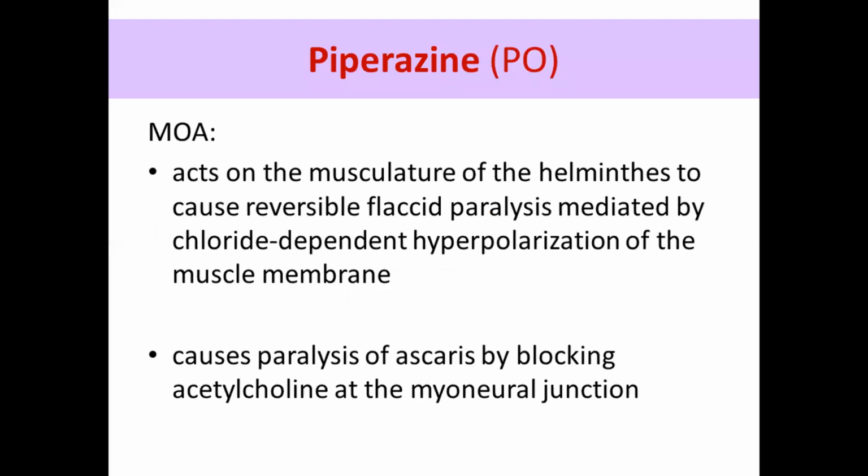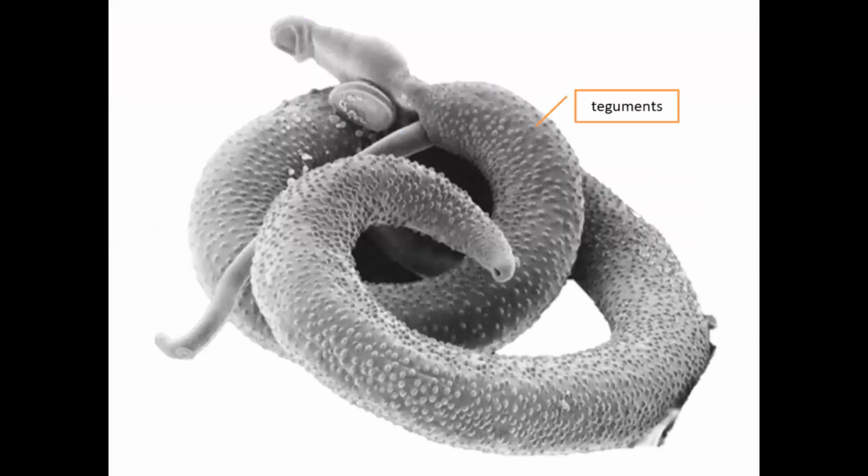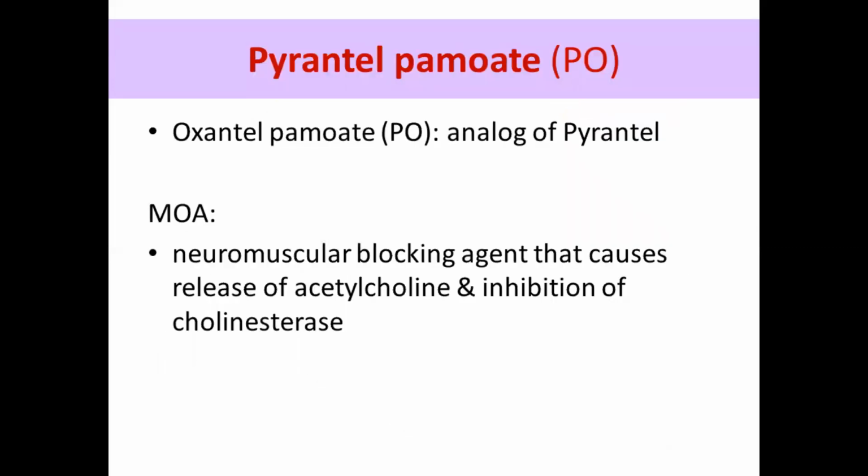Piperazine, so it can also cause paralysis of the helminth, no? And also praziquantel can cause tegumental damage. So for cestodes, the most commonly used drug is praziquantel. Pyrantel pamoate, no? It is a neuromuscular blocking agent that causes release of acetylcholine and inhibition of cholinesterase.